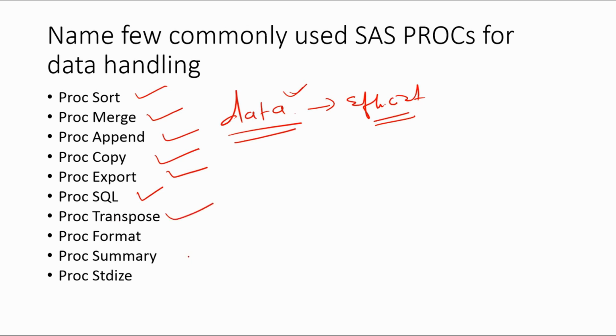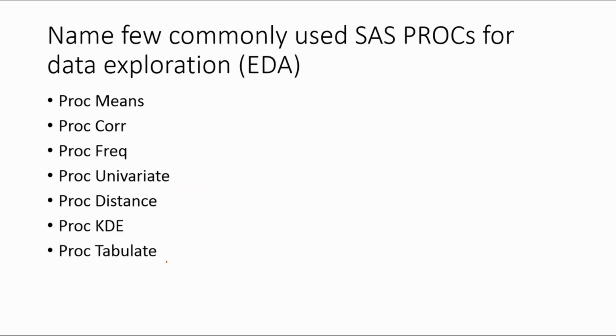Proc transpose, to transpose your data. Proc format, in order to format your data in a certain way. You can format your column name, and that kind of thing you can do using proc format. Proc summary is something that you can use in order to summarize your data, which is also useful sometimes. Proc standardize, if you want to standardize your data, since standardized data is sometimes used for data analysis. You may need this proc as well. So these are some of the important SAS procs which are very useful while handling your data.